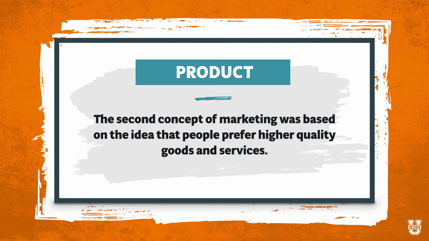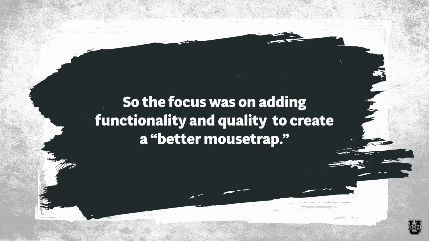After that, a new concept came about, which was called the product concept. This is an idea that people prefer higher quality goods and services. So instead of just making it cheap, let's make it really good. Let's make higher quality. That became the next concept. Under that theory, the focus was on adding functionality and quality to create a better mousetrap. The problem, of course, is that sometimes you don't need a better mousetrap. Like, a paperclip works just fine. I don't need an extra special, more expensive paperclip. So the product concept of marketing doesn't always work either.